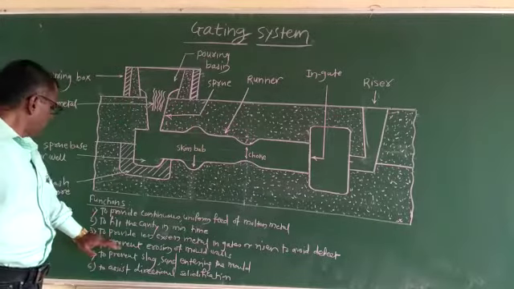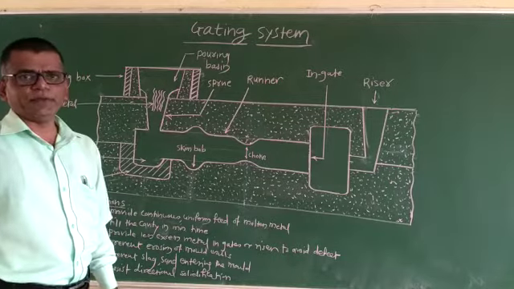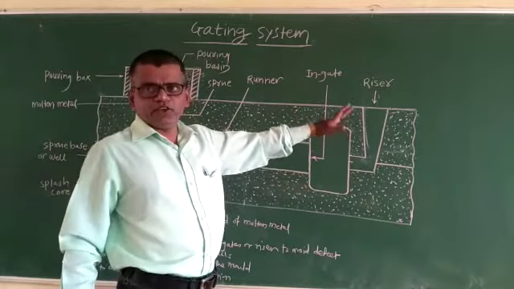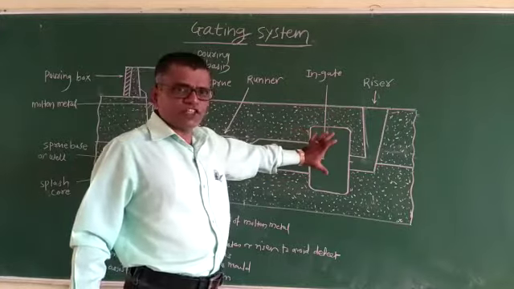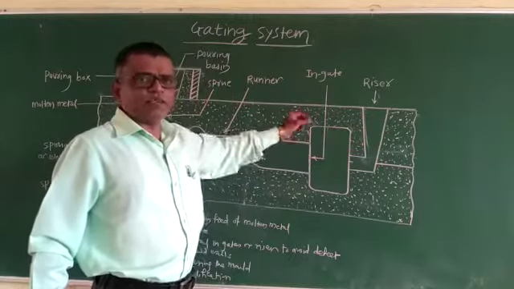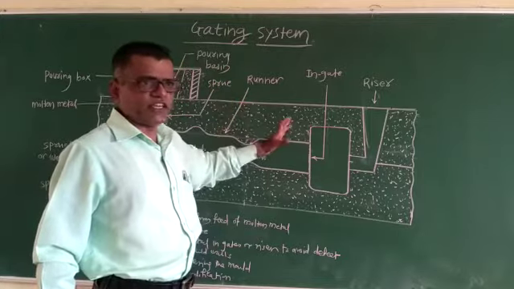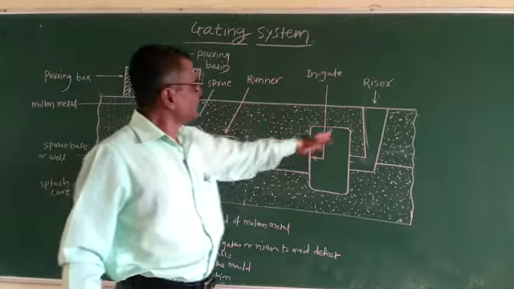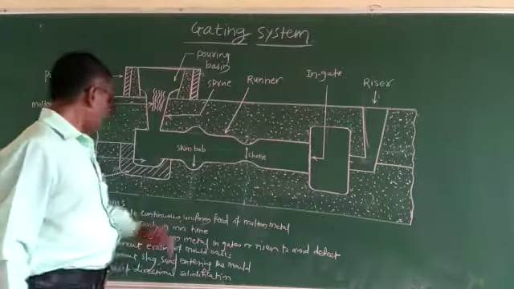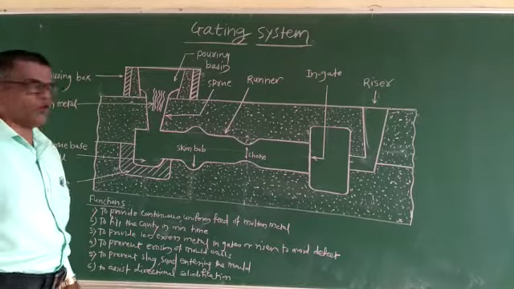Then third, to provide less excess metal in gates or risers to avoid defects. During solidification of the molten metal, after filling the cavity completely, the riser will provide the excess material when the material shrinks. So during shrinkage of the solidified casting, the riser will provide the excess metal to the cavity, or to the casting.